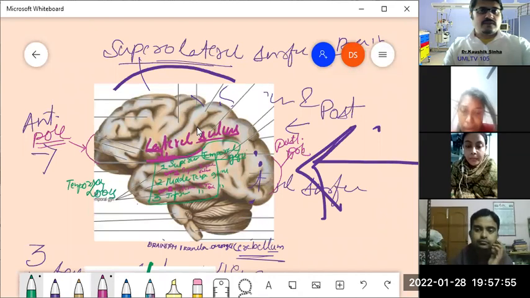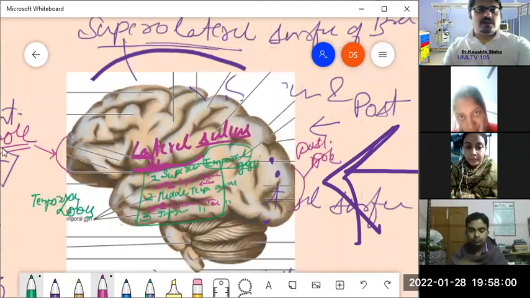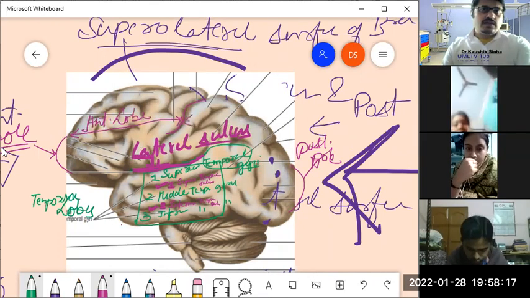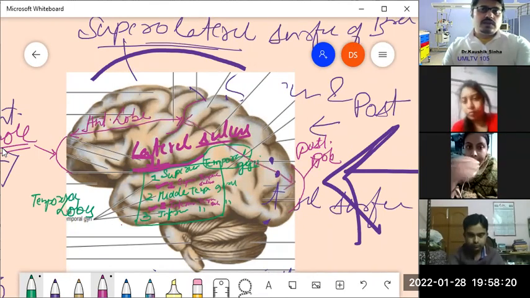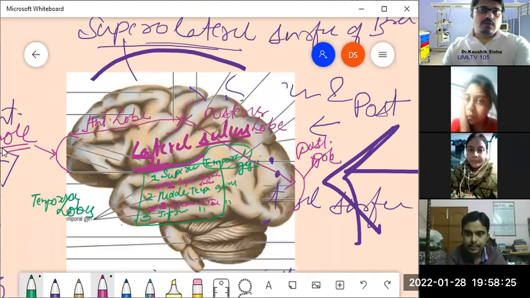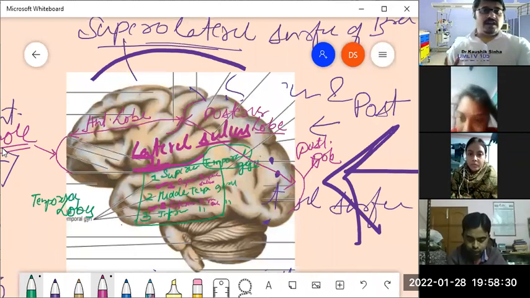Yes, sir. Now, this entire superolateral surface can be considered to be divided by this particular sulcus into the anterior lobe and the other one, posterior lobe. Understood? How is the lobe division made between the anterior and the posterior lobe?